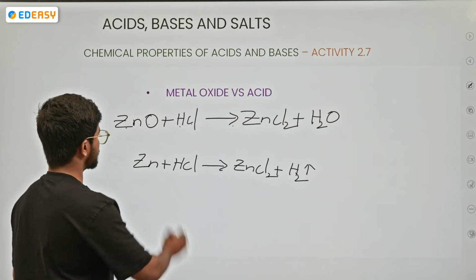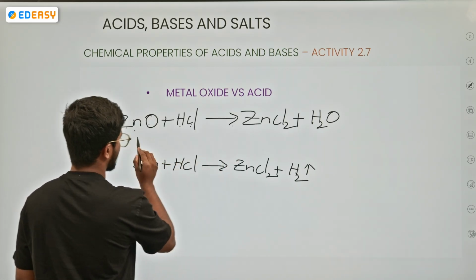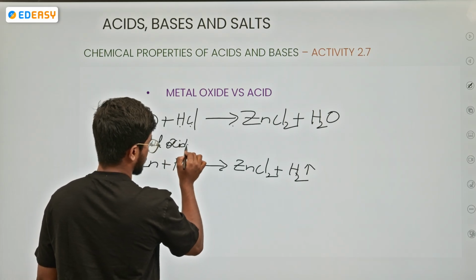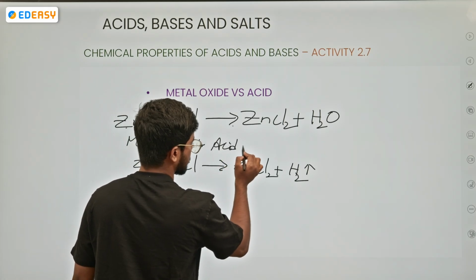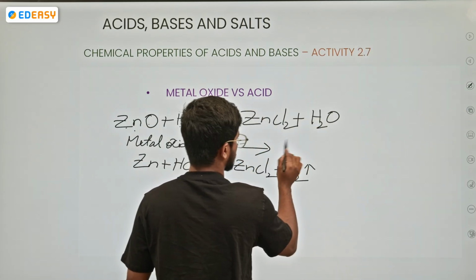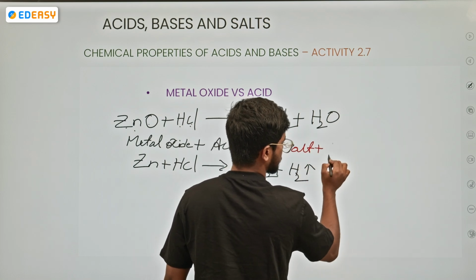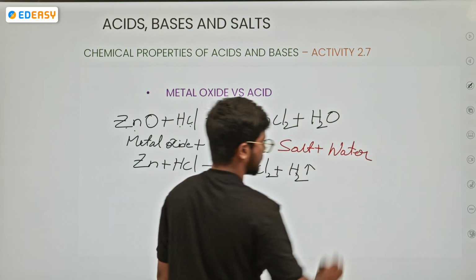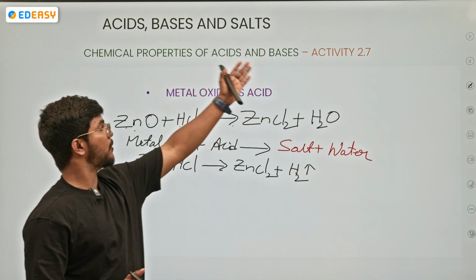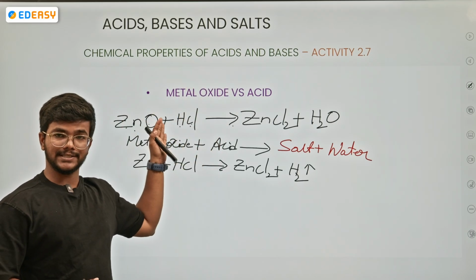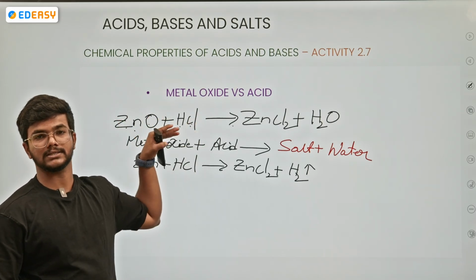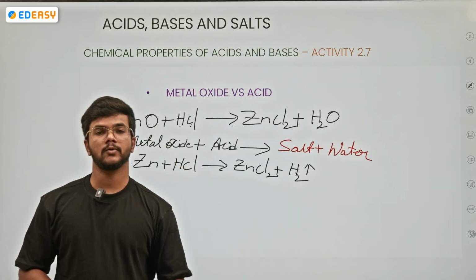So the general representation of a metal oxide reacting with an acid will be: metal oxide reacting with acid gives salt plus water, H2O. Okay, so this is what happens when a metal oxide reacts with the acid. In activity 2.7 you can find a metal oxide reacting with the acid. There may be zinc oxide or a metal oxide like magnesium oxide, calcium oxide, any example.